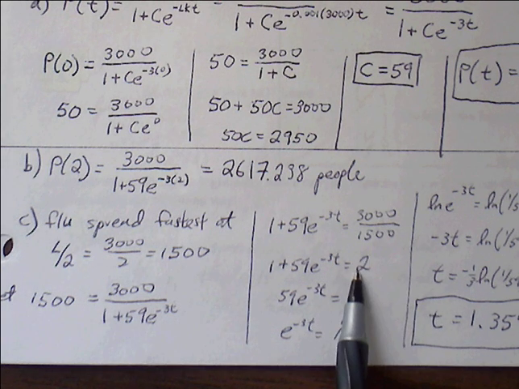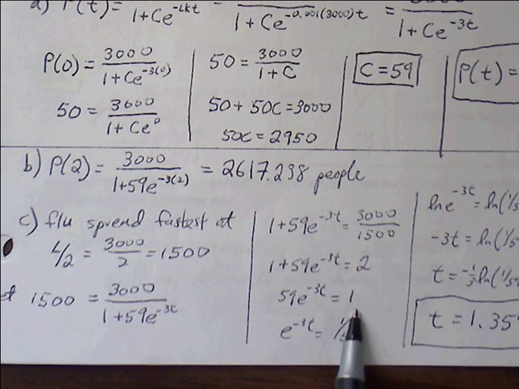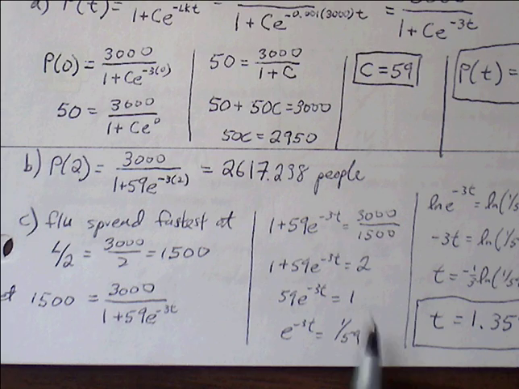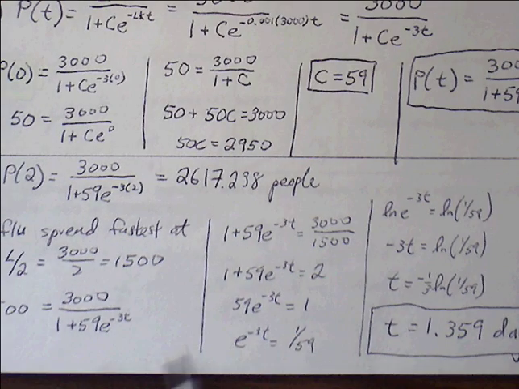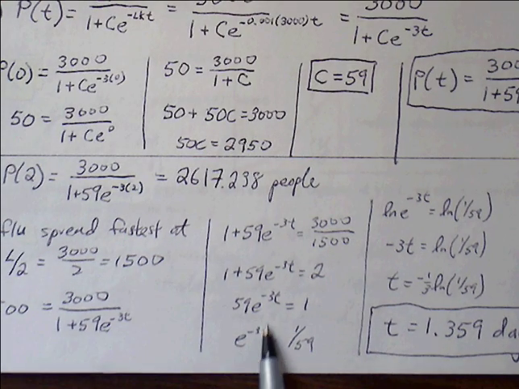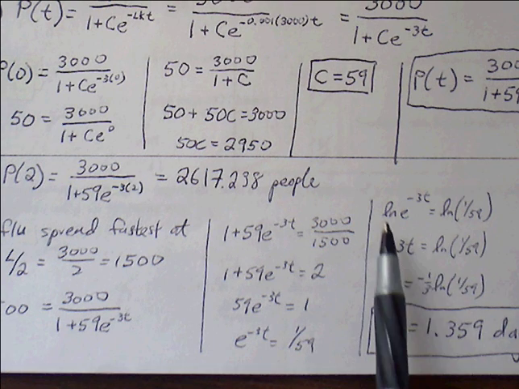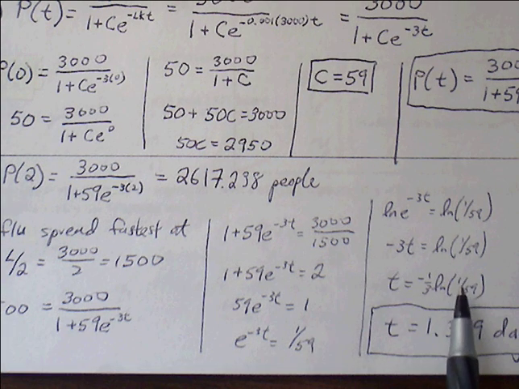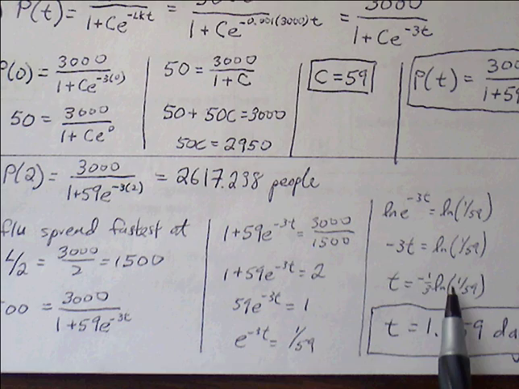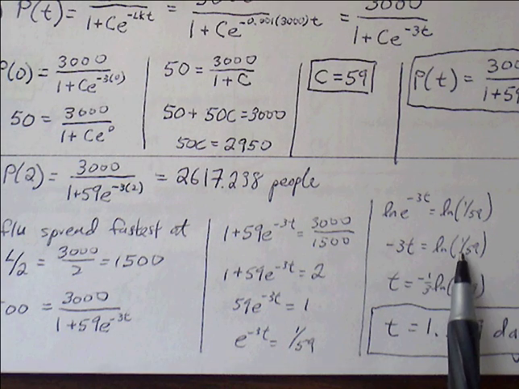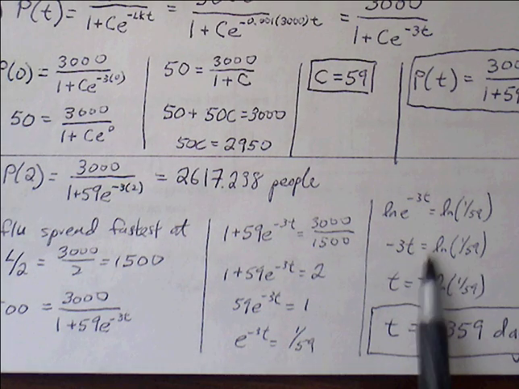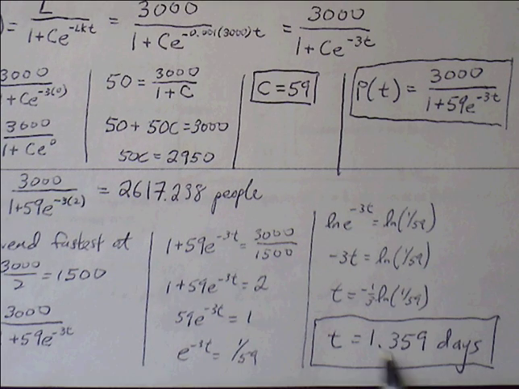3,000 over 1,500 is 2. Subtract 1, we get 1. Divide by 59. We want to solve for t by bringing this negative 3t down from the exponent, so take the natural log of both sides. The negatives can cancel. Natural log of 1 over 59. Bring over the negative 1/3, and then plug it into our calculator. So after 1.359 days is when the flu will spread the fastest.